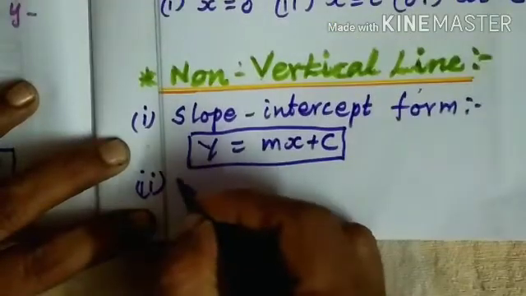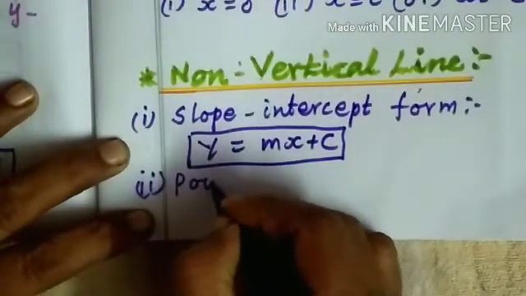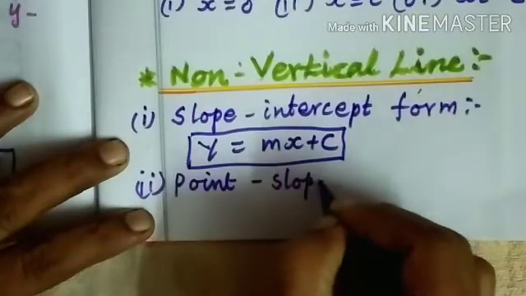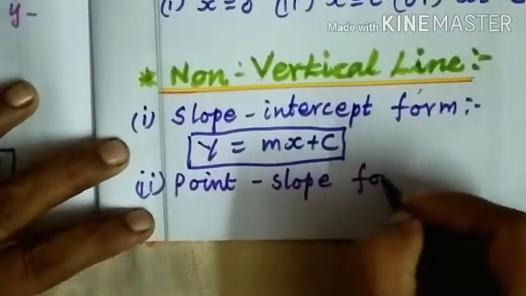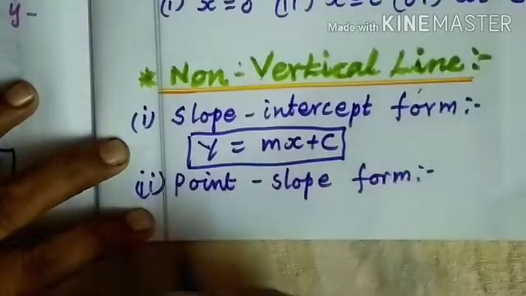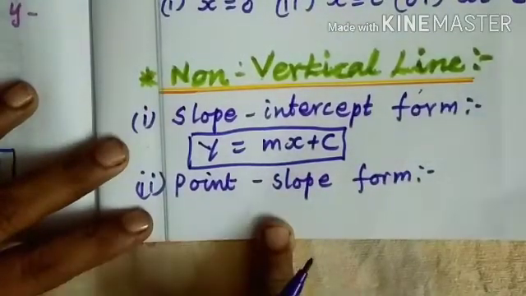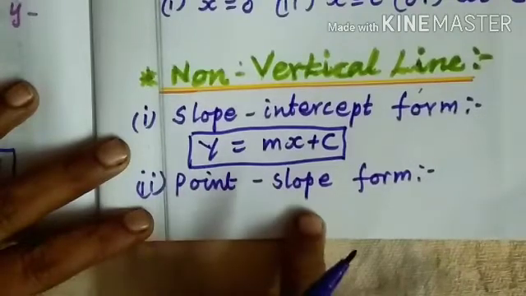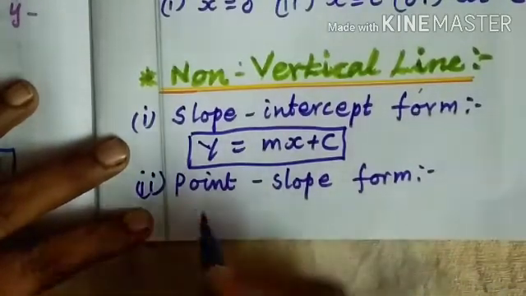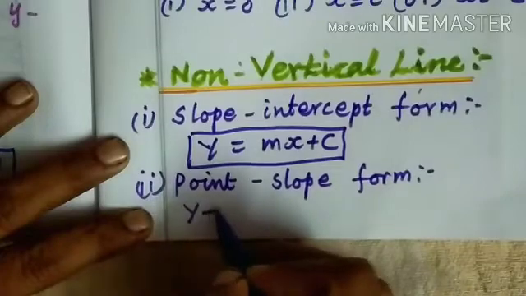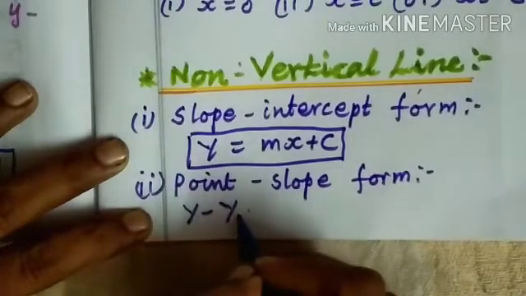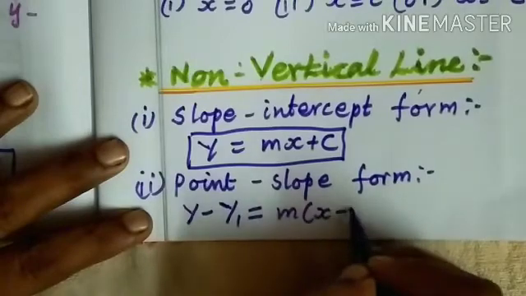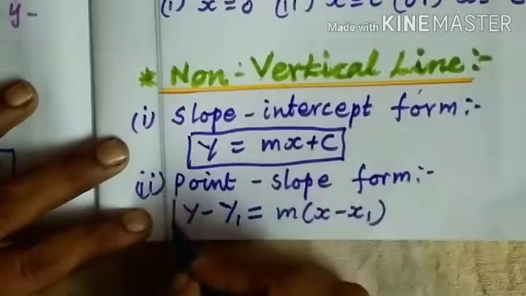The next one, point-slope form. That is, if a straight line is passing through the point x1, y1 with the slope m, then the equation is y minus y1 is equal to m into x minus x1.